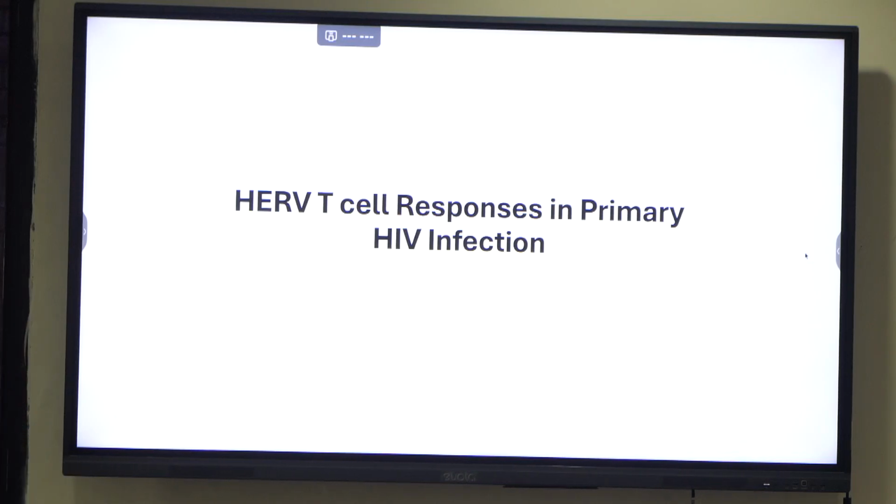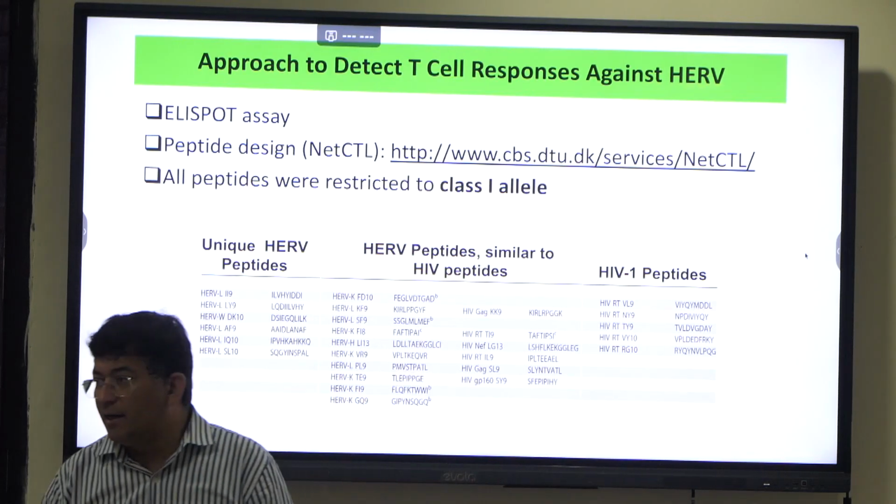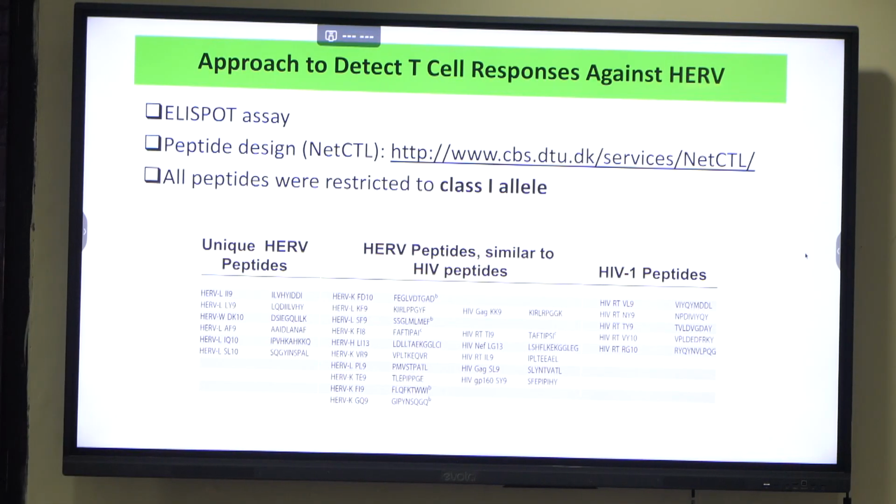So this way the experiment was conducted. ELISpot assay was performed, as I said. Now, peptides were designed because for HERV, the whole virus cannot be taken, right? We know the HERV sequence. From the GenBank database, we take a small sequence and put it in this site. It's called NetCTL. NetCTL allows you to form several sets of peptides unique to a particular HLA type.